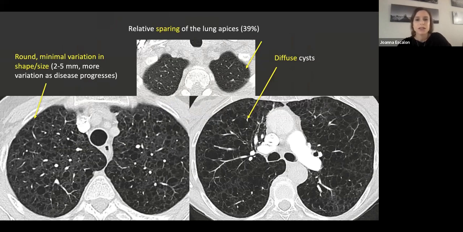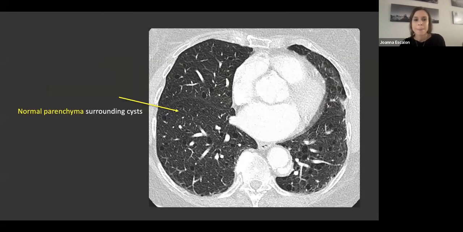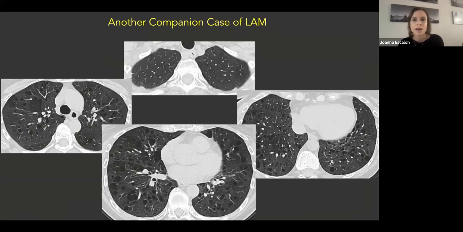So what are you going to look for on CT? You're going to see round cysts with minimal variation in size. They're usually relatively small, 2 to 5 millimeters. The variation in size can increase as the disease progresses, but usually it's minimal. The cysts are going to be diffuse in the cranial-caudal plane throughout the lungs. There might be a little bit of sparing of the extreme lung apices, but other than that, it's diffuse throughout the lungs. And typically, except for those rare cases where they have some hemorrhage, the parenchyma surrounding the cysts is going to be normal. Here's a companion case.